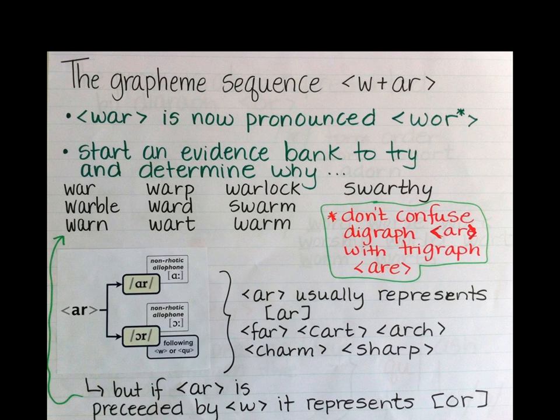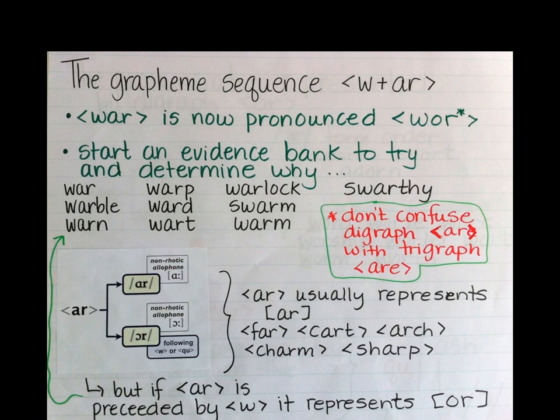It can go into this O sound. You, however, want to be careful not to confuse this digraph AR with the trigraph ARE because there will be a different pronunciation there, okay? AR usually represents "ar," like far, cart, arch, charm, sharp. But if the AR is preceded by a W, it represents the OR sound, as in war, worn, and wart.